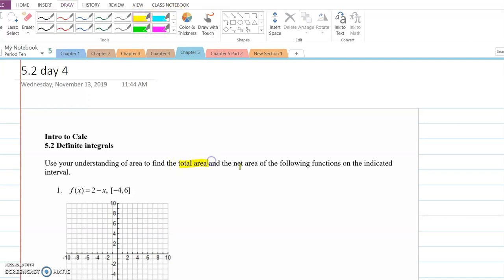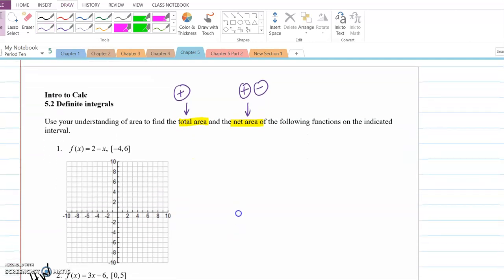So these are the phrases that we need to really pay attention to today. We've been dealing a lot with area, but net area means that you can have positives and you can have negative areas. And then when you add them up, you get a net change. Whereas total area just considers every area to be positive, and so you just keep adding positive values.